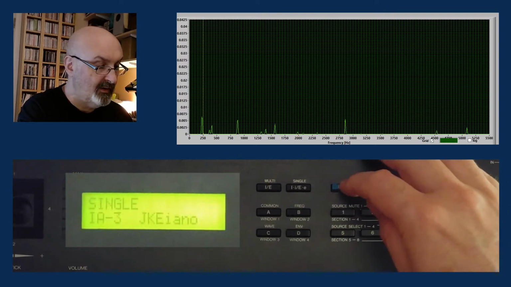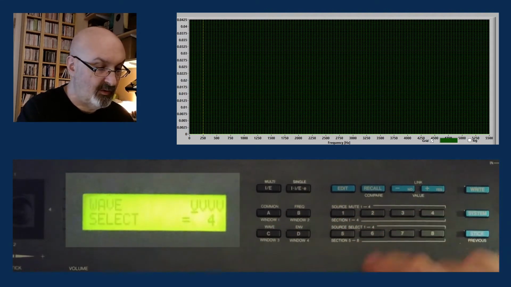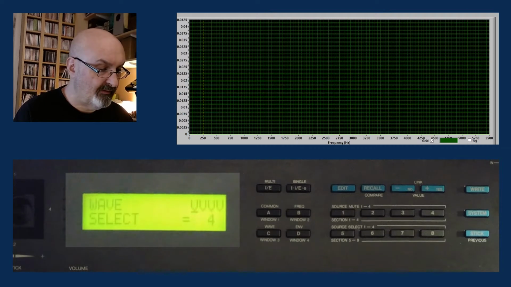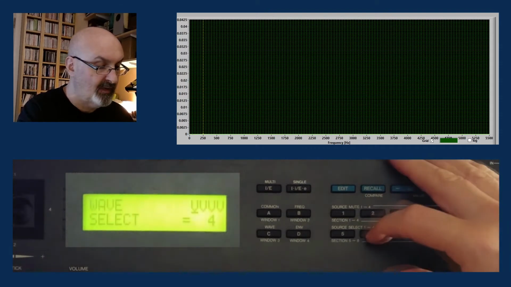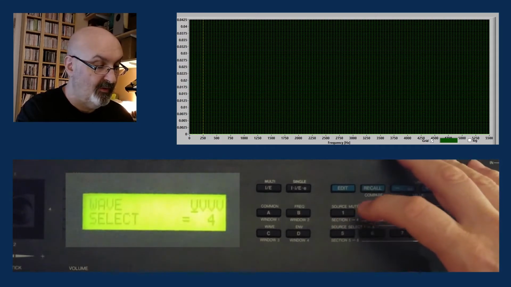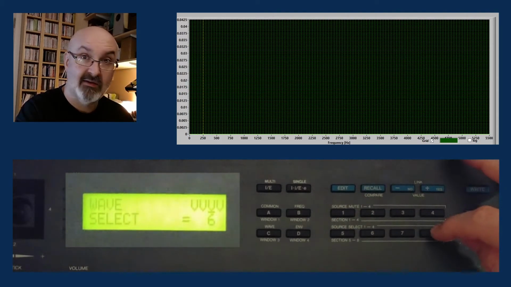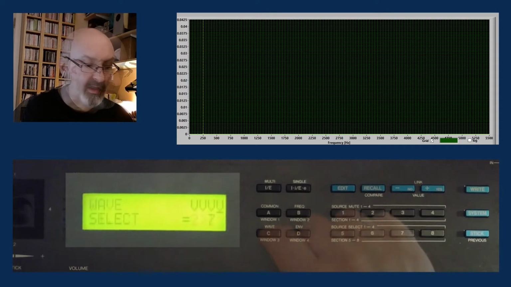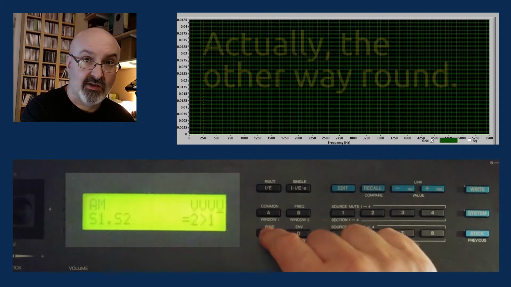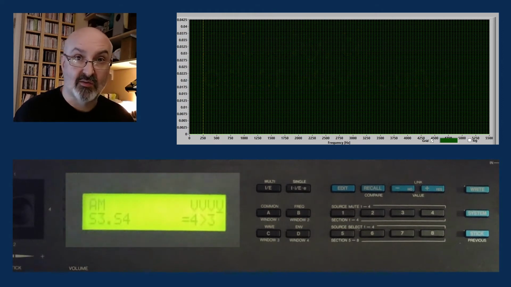So we're going to edit mode, and I want waves. Let's have a quick look through which waveforms I selected. First one was 4, so that's one of the sines. 5, so that would be 4th harmonic, 5th harmonic, 6th harmonic. Is there a pattern? 7th harmonic. Source 1 is modulating source 2. And source 4 is modulating source 3.